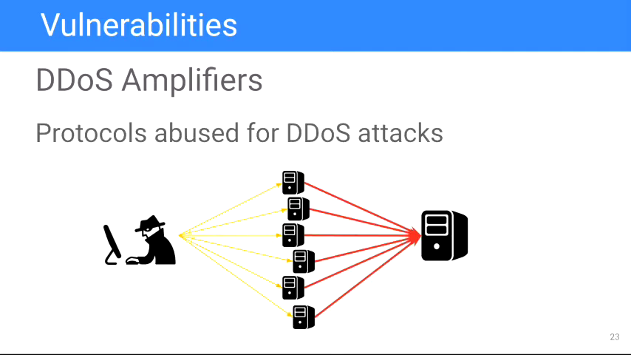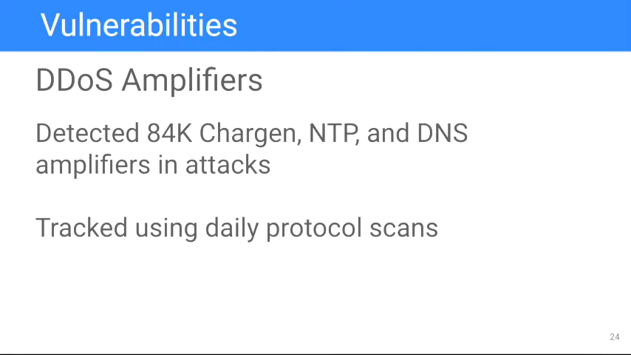Our final set of vulnerabilities, I'm sure everyone is already very familiar with, and these are the DDoS amplifiers, which are protocols that have been abused for the massive DDoS attacks that we've seen more and more lately. We actually observed 84,000 various amplifiers in actual attacks on the network that we were monitoring, and we decided to track these using a daily protocol scan. So we would scan for essentially the availability of CHARGEN, NTP monlist, or recursive DNS.